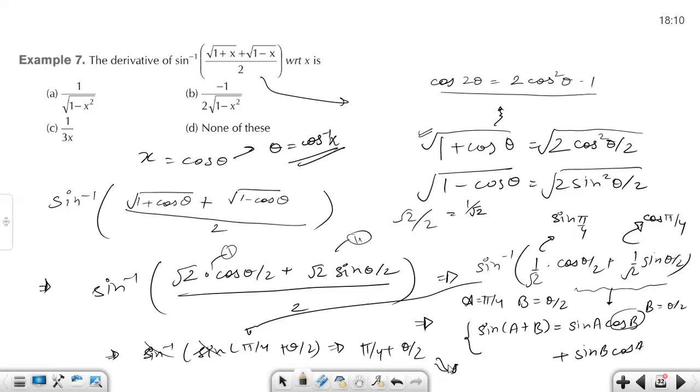So it will become pi by 4 plus theta by 2, as theta is cos inverse of x.